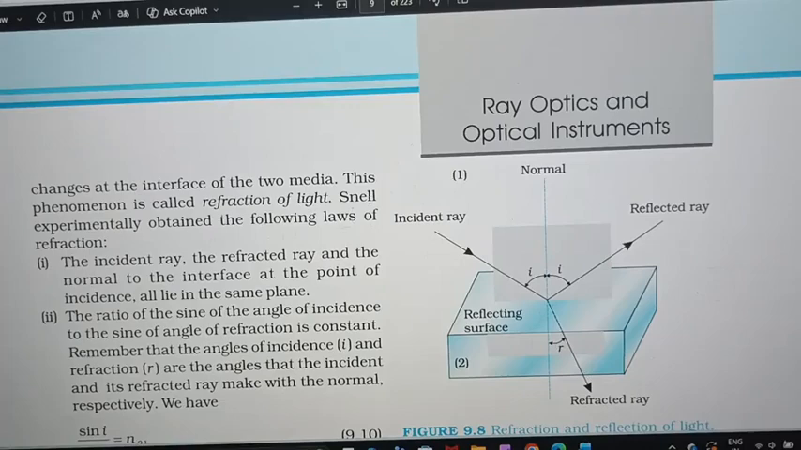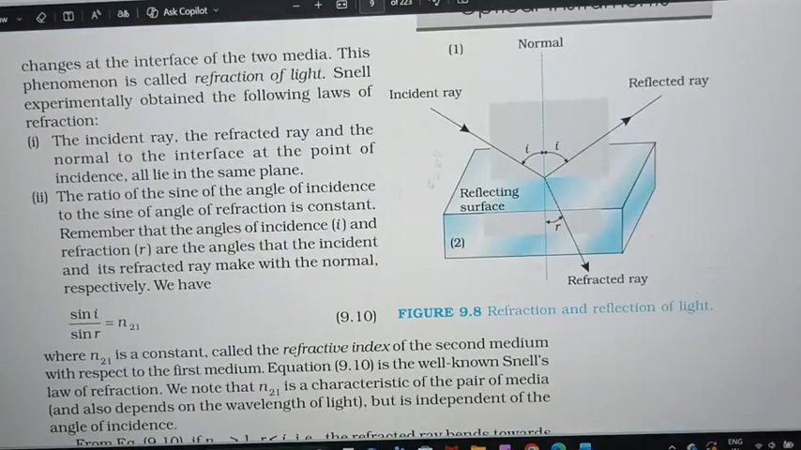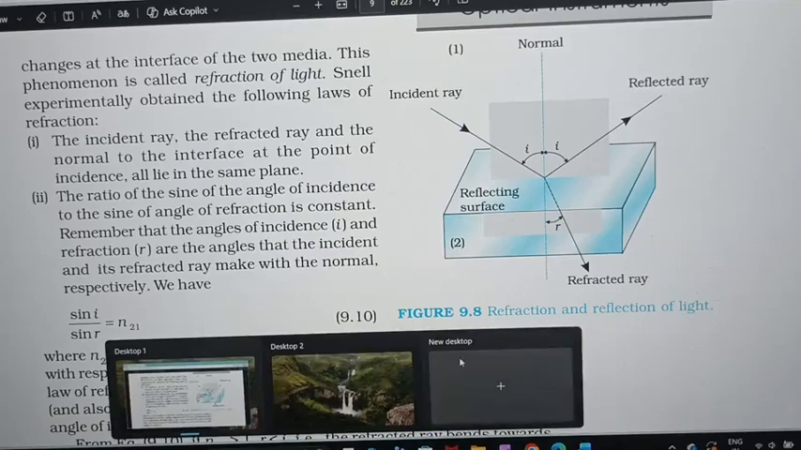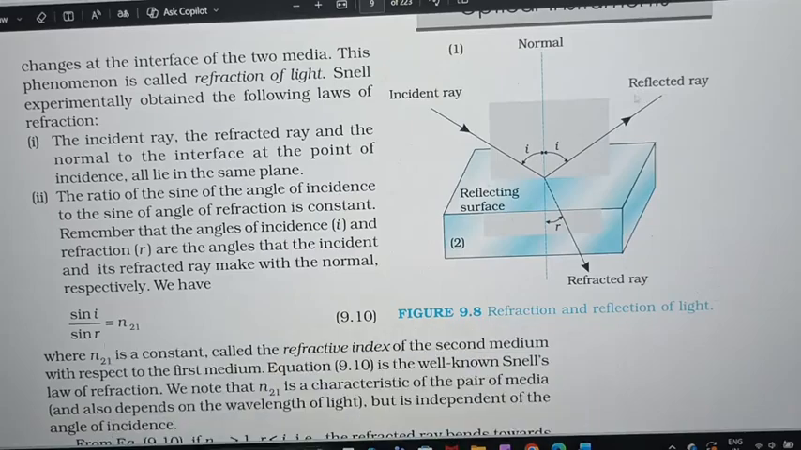Now Snell experimentally obtained the following laws. Just like the law of reflection, in the law of refraction also, the incident ray, the refracted ray (not reflected, refracted), and the normal to the interface at the point of incidence all lie in the same plane. Same as the law of reflection. That means suppose this is my screen: incident ray, reflected ray, normal, refracted ray, everything is going to be in this particular plane only. It won't come out of my screen. That is what they mean.